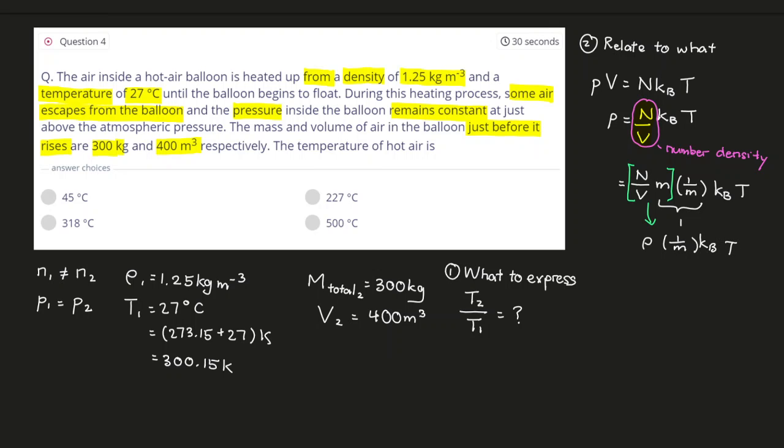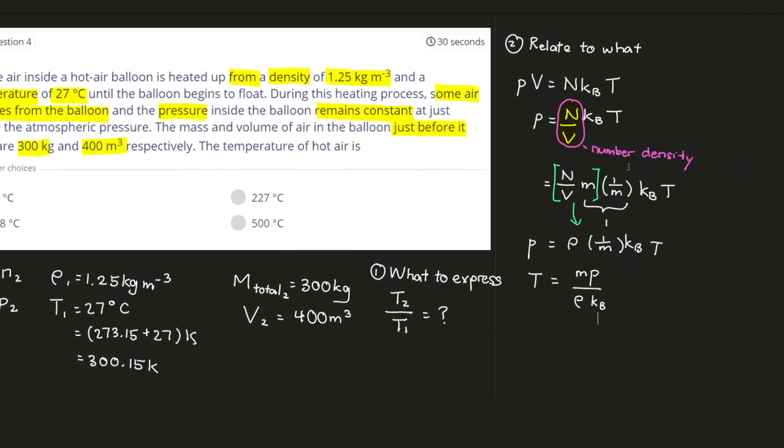So if you rearrange a bit, let me write down this P here, to make T the subject. We do a bit of shuffling, then it becomes mP over rho kB. I shift the m from down to up, then rho and kB go down. So this is our expression, and now we can relate T2 and T1. So we are finished with step number 2, and we move on to step number 3.